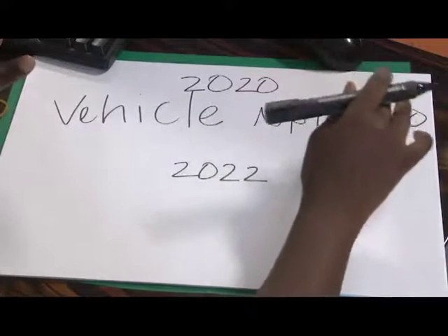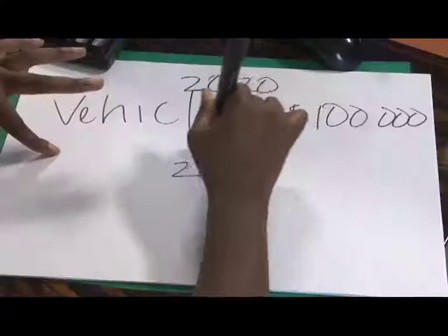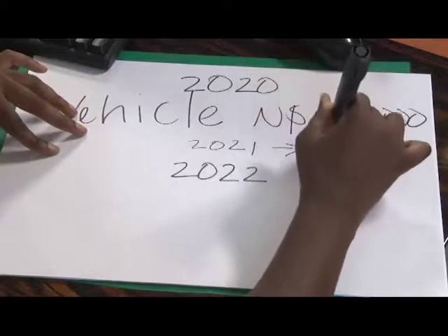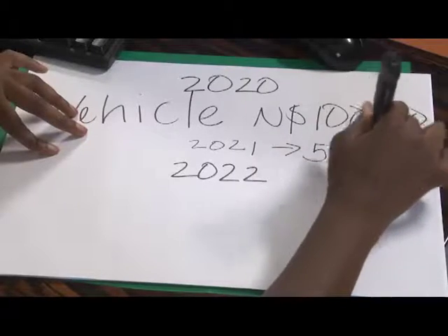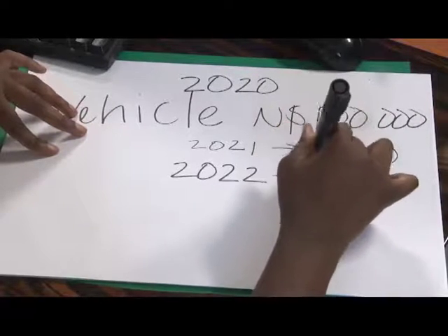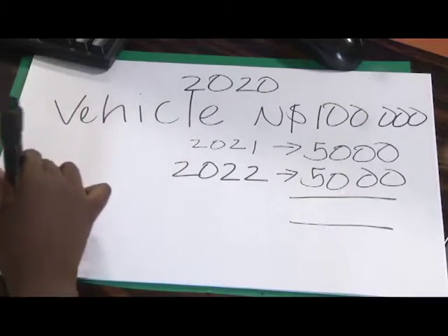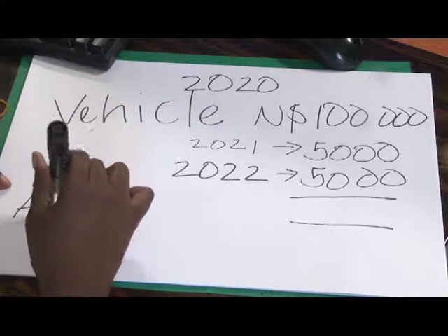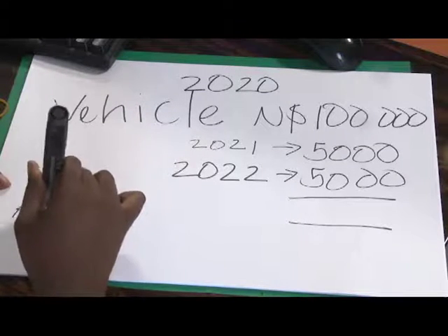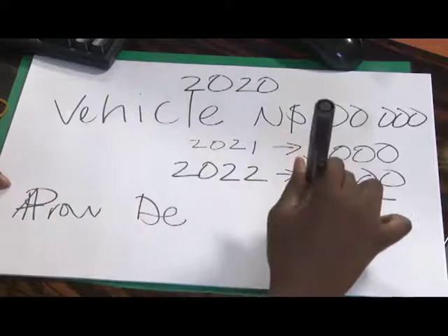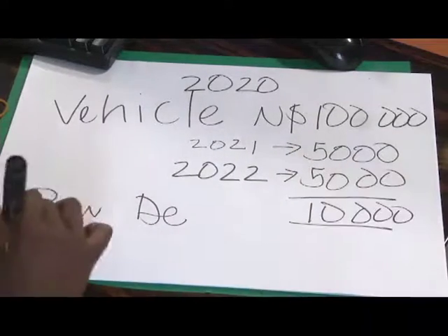Okay, so if in 2022 this value won't be the same anymore, of course the value will have gone down. Let's say this vehicle lost its value; the depreciation that took place in 2021 was, for example, 5,000, and then for 2022 it will be another 5,000. Then obviously the accumulated provision for depreciation will be 10,000.